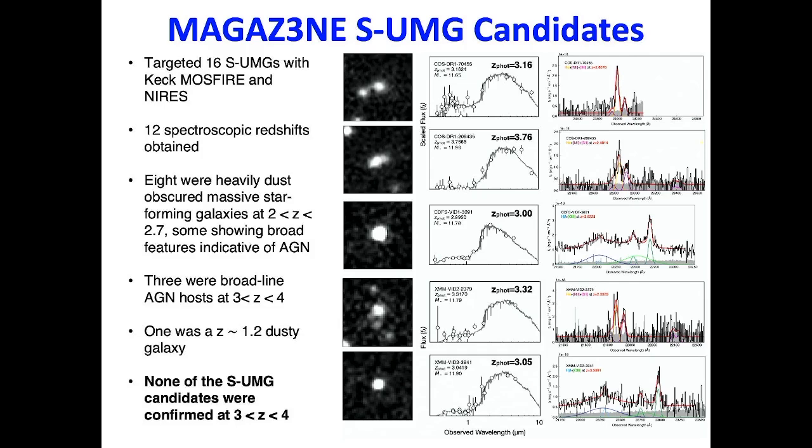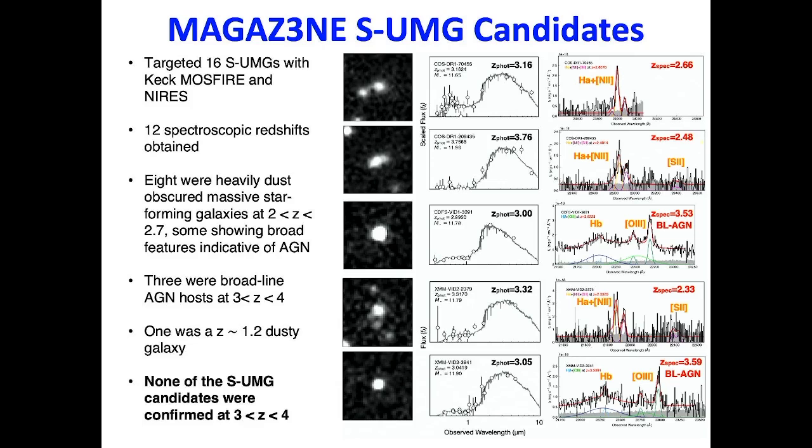8 of them were heavily dust obscured. I'll show you 3 examples. So those are 3 examples of this set of 8: heavily dust obscured massive star-forming galaxies between redshift 2 and 2.7, so a little bit lower redshift than the photometric redshift. And some of them showed broad features indicative of AGN. 3 of them, and I'll show 2 examples here, turned out to be broad-line AGN hosts between redshift 3 and 4.